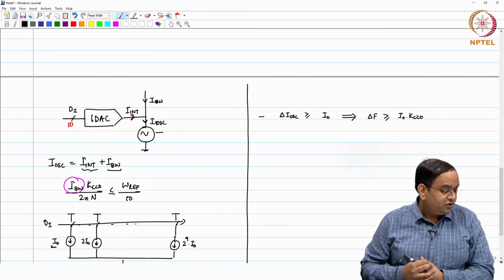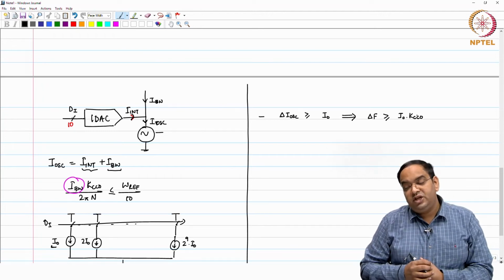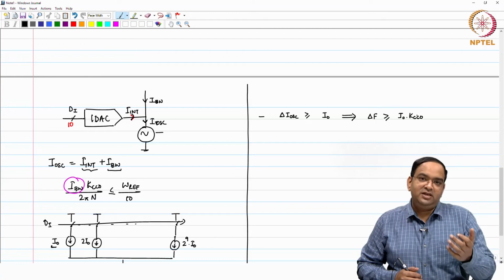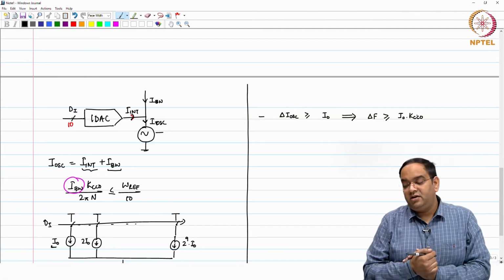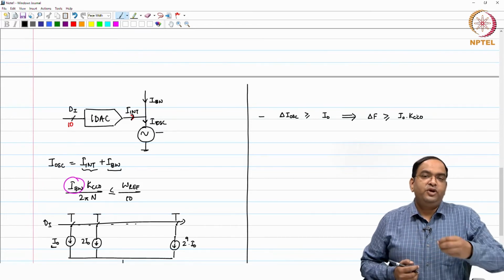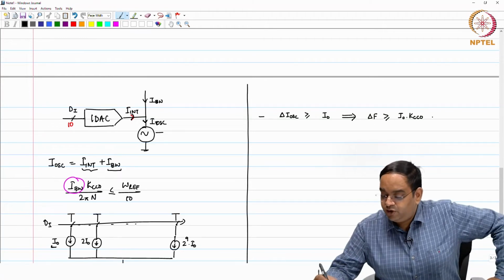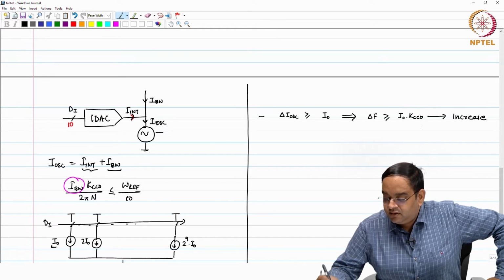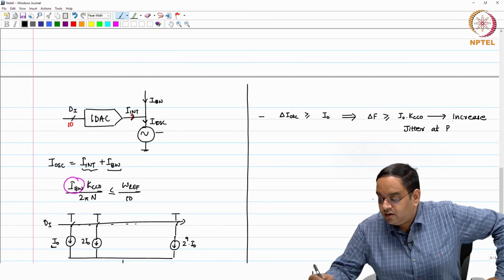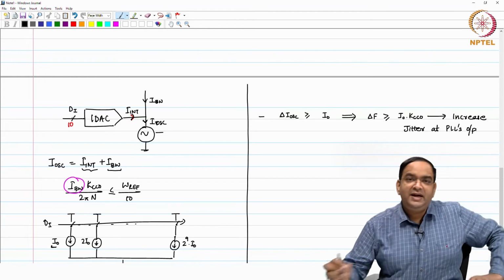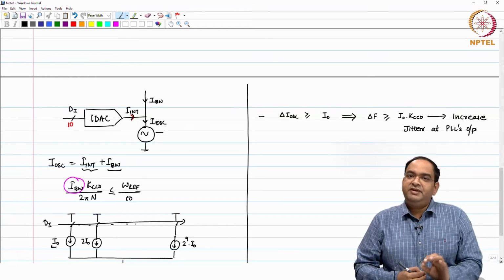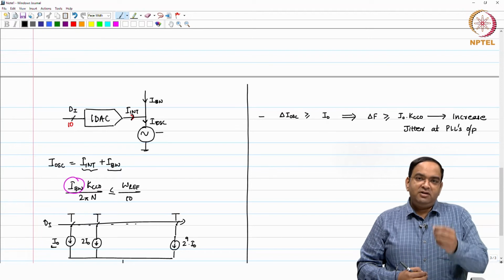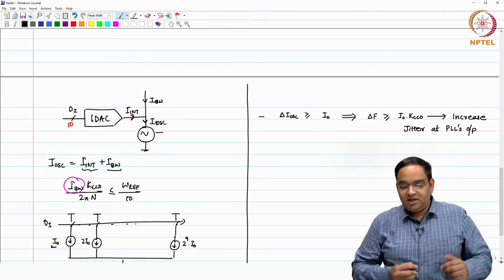So, if you have an oscillator where your frequency is changing randomly, but it is changing by every other cycle, it is changing by I naught times k CCO, this is going to create deterministic jitter, or you can say this will increase jitter at the output at PLL's output. Why does it increase? Because steady state requires some fixed value of current, but from that fixed value the current is always changing like this.